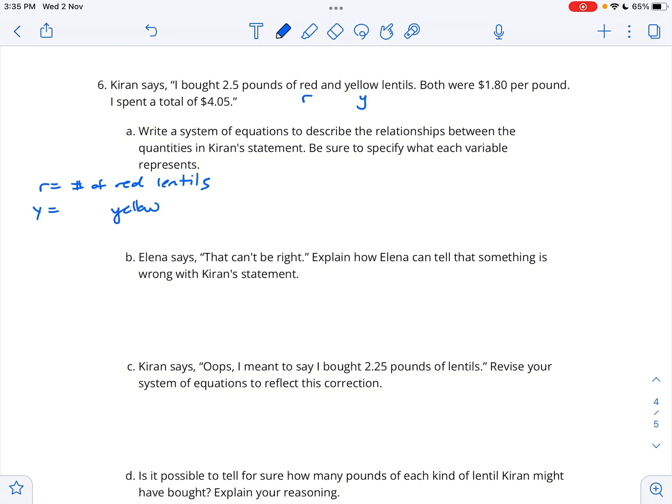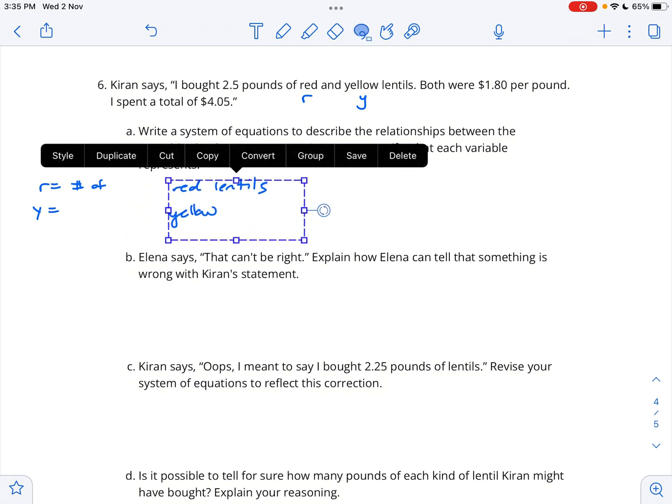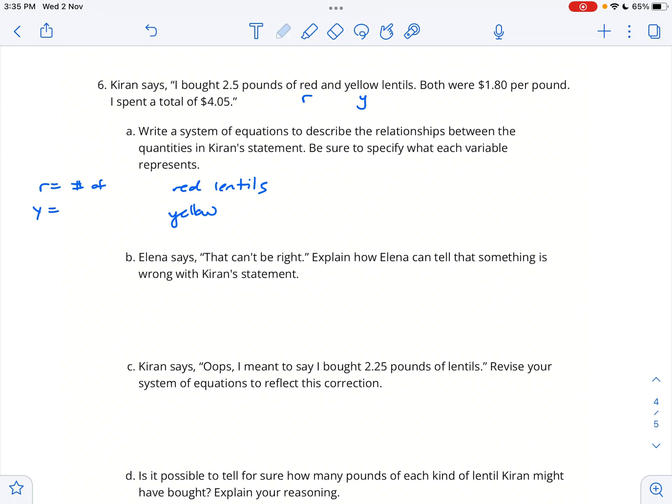Okay, and so the first part is, well, I should say, let me be a little bit more exact. I always want my students to be exact. So the number of pounds, because this is what this question's about, the number of pounds of red lentils. Okay, so the first thing is, you got 2.5 pounds total. So that would be r plus y is equal to 2.5. And then the second part brings in the money. Both were $1.80 per pound.